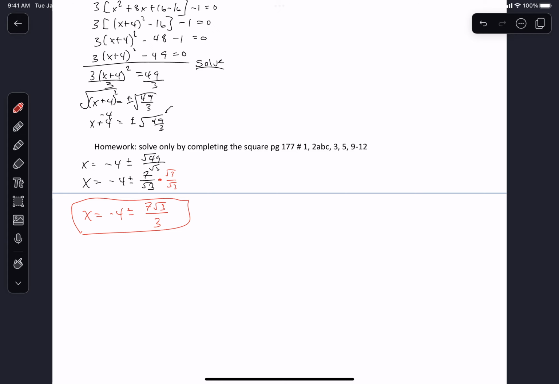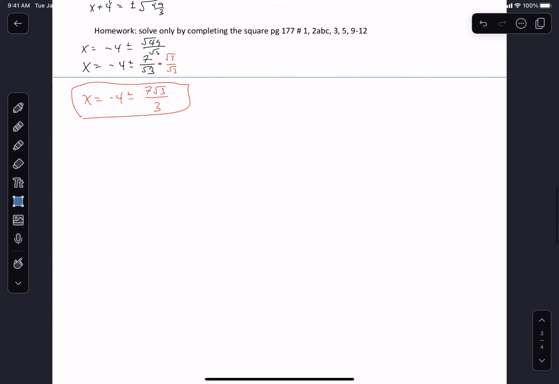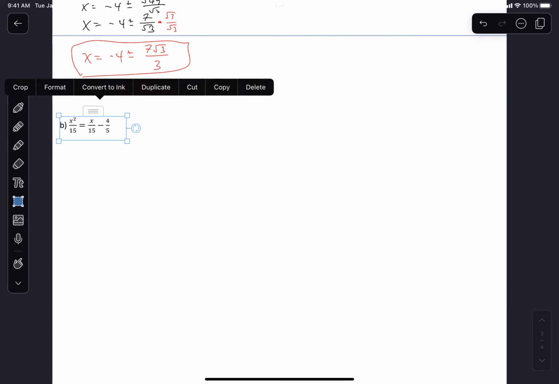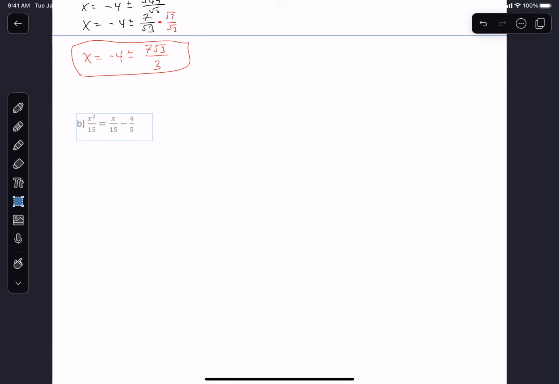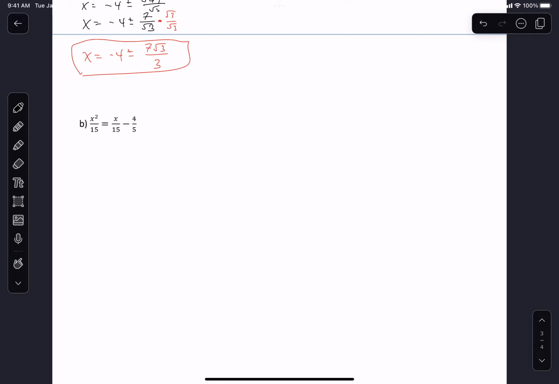Okay, so that's a little tight actually. So I'll apologize for the space. I'm going to bring this down here. We're going to do B here. So what's different about this question? Well, not everything's on one side to start. We've also got a fraction in there. So we're going to deal with one thing at a time here and just get everything onto one side.